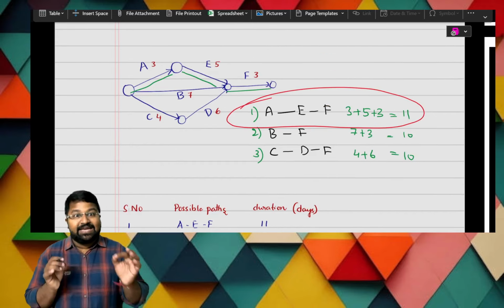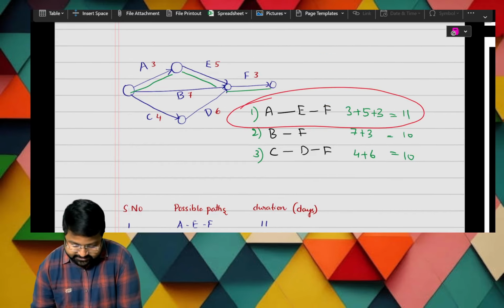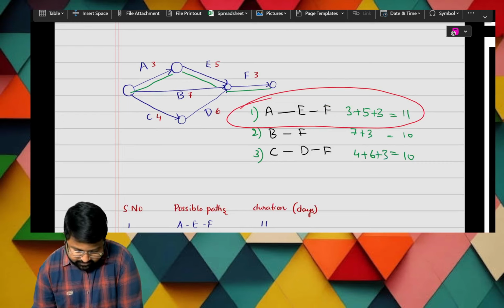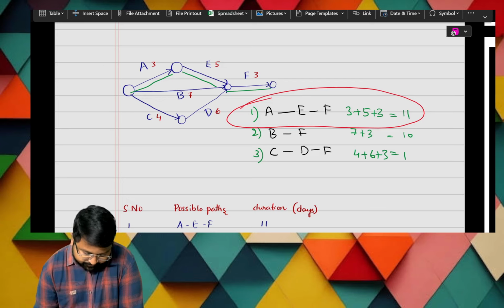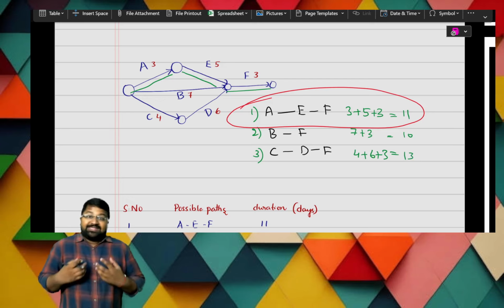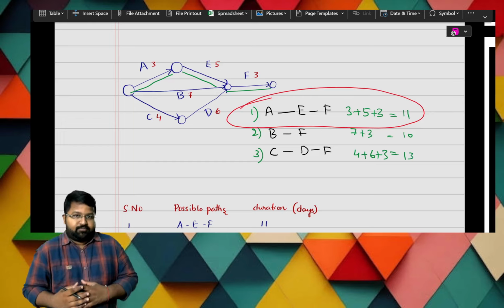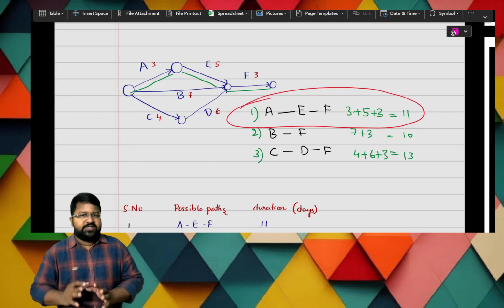Here there is a clerical mistake. 4 plus 6 plus 3, right? So 3. So it will be 13. Okay. As a faculty, I am making a mistake. I'm not trying to cover this mistake.